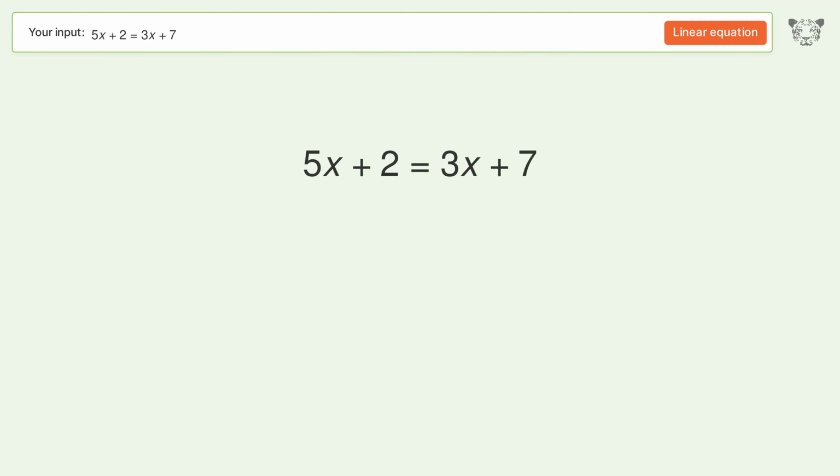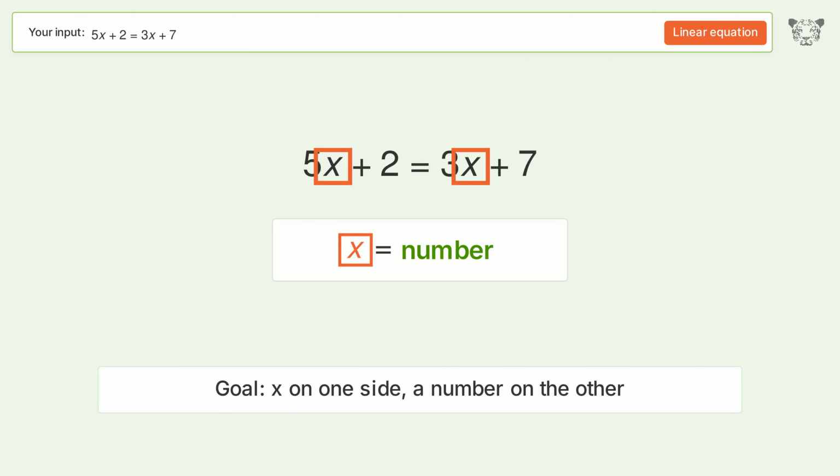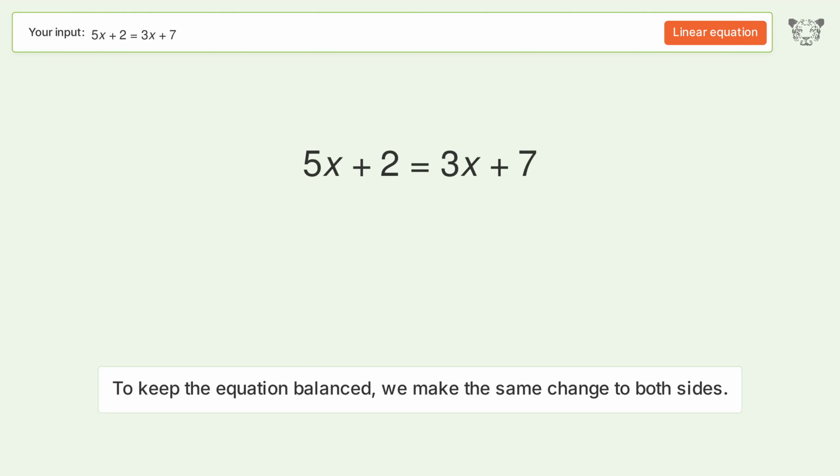Here is the linear equation we are asked to solve. 5 times x plus 2 equals 3 times x plus 7. Solving means isolating x on one side with a number on the other. Let's do this step by step. To keep the equation balanced, we make the same change to both sides.